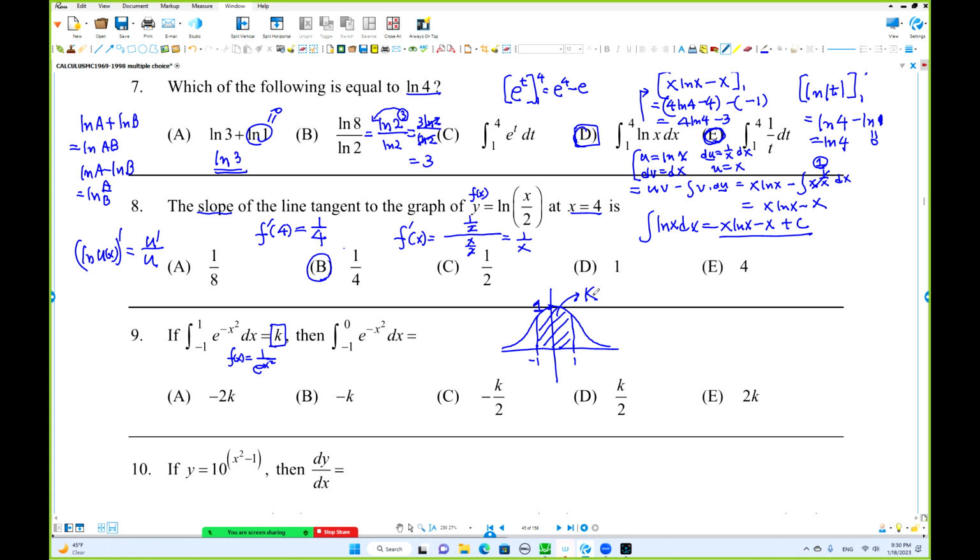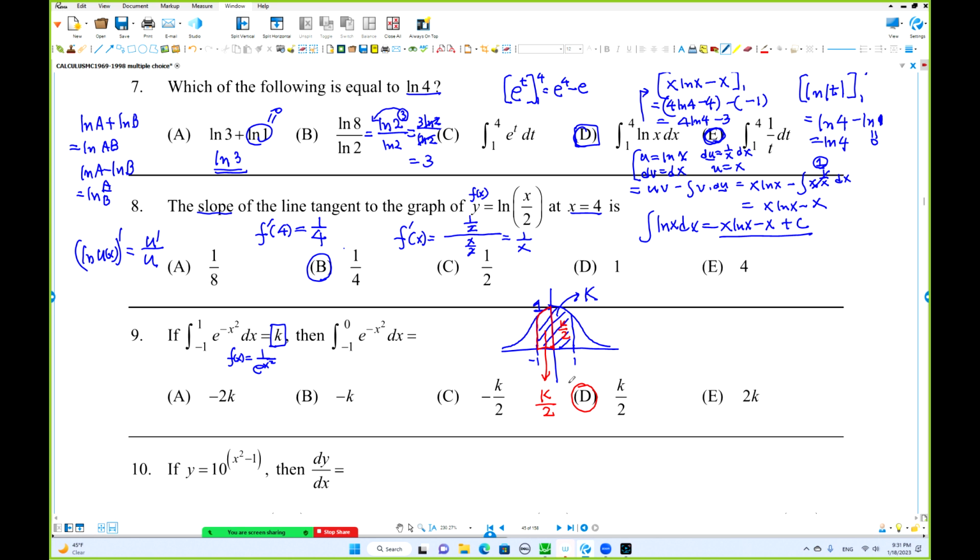Now we're going to find the area from negative 1 to 0, right? Because this is an even function. Negative 1 to 0 over here is only half of this one. This area is how much? Half of this one, k over 2, right? Another k over 2. Total is k, okay? So k over 2 is the answer.